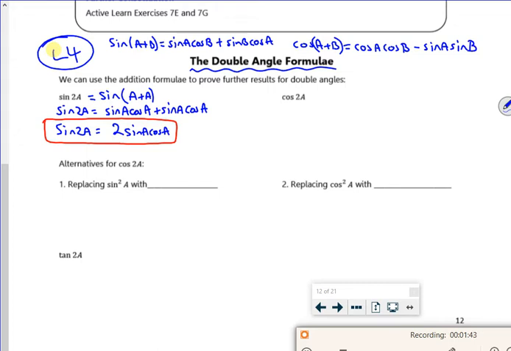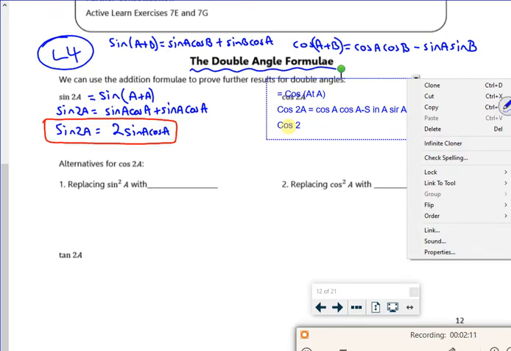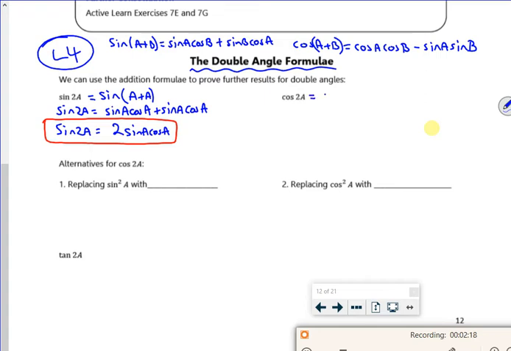So if I see cos 2A as being cos of A plus A, and I replace the B with an A, I've got cos A cos A minus sine A sine A. It's not going to let me undo. Start again. Sorry everyone, I'll just write this quickly. Cos 2A will be cos squared A minus sine squared A.